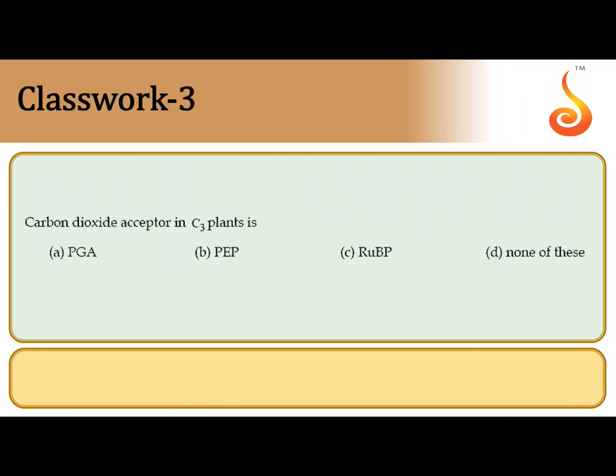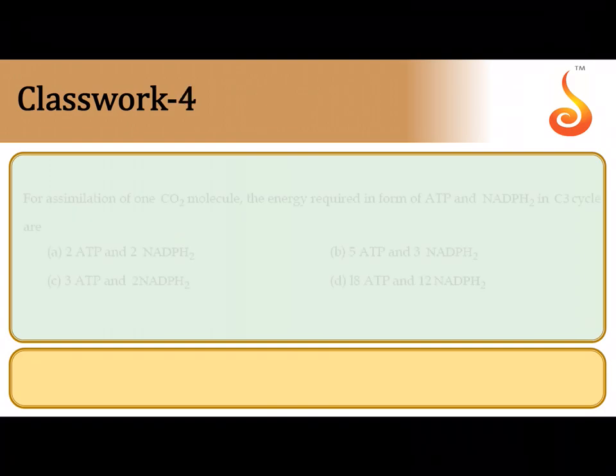Carbon dioxide acceptor in C3 plants. Now, I just told you in the first question also, the primary acceptor of carbon dioxide is a 5-carbon compound that is called ribulose bisphosphate.